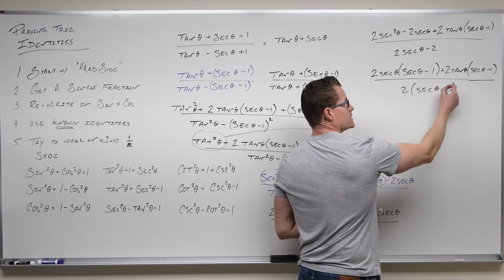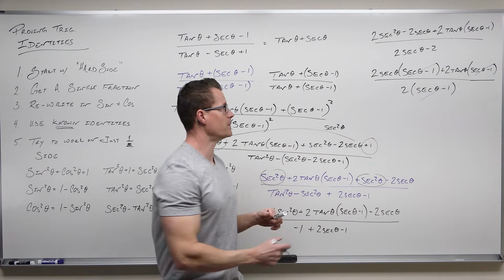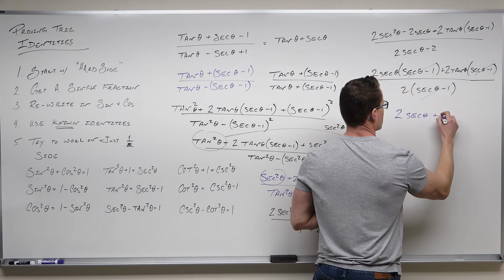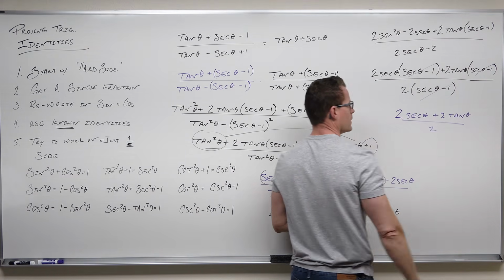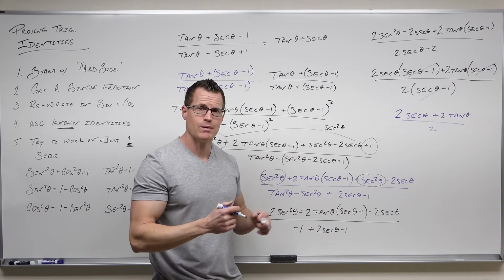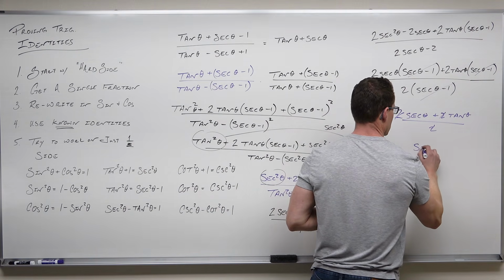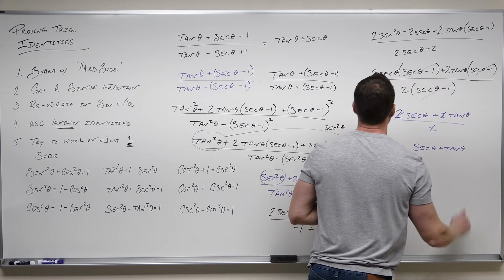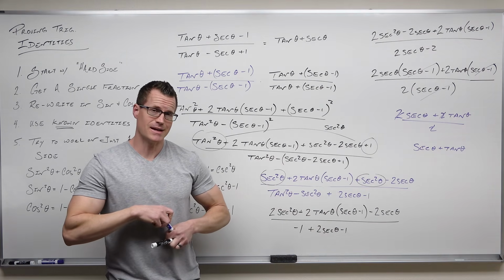So divide denominator and numerator all by secant theta minus 1. Do the same thing again. We can divide everything by 2. And that satisfies our identity and proves it.